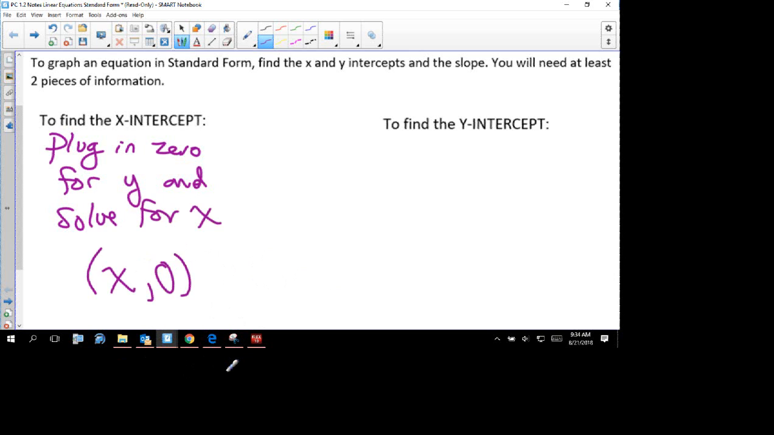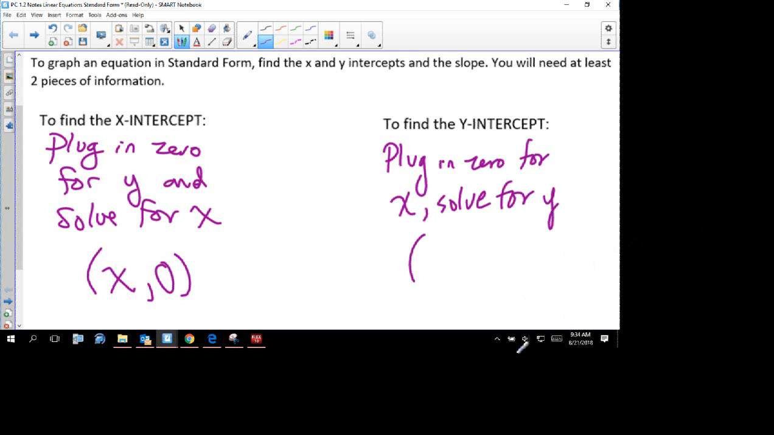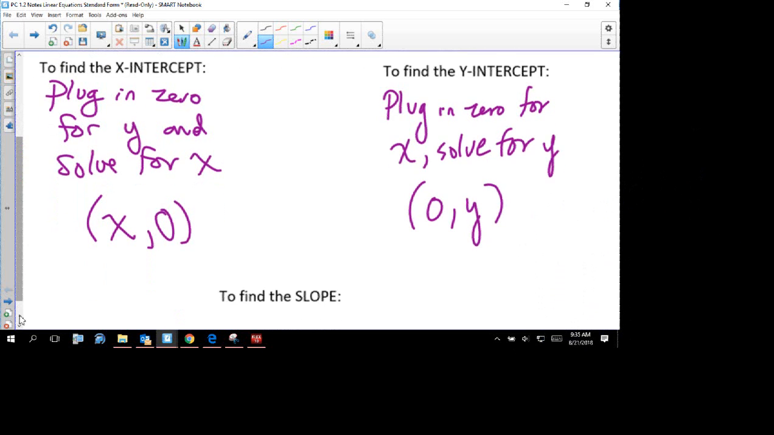And then to find the y-intercept, who knows how to find y-intercept? Logan? Plug in 0 for x. Plug in 0 for x. Thank you. Solve for y, and write the answer as 0, y. That works for like all equations.